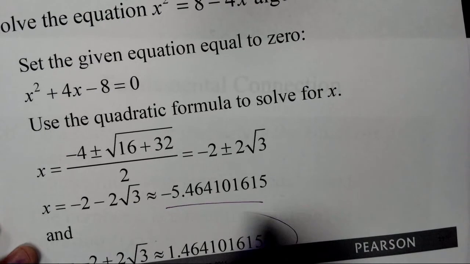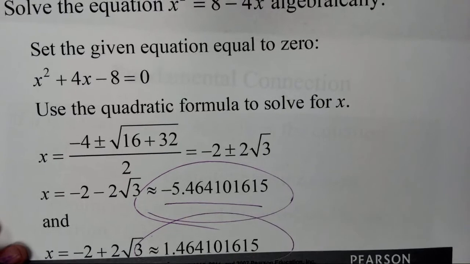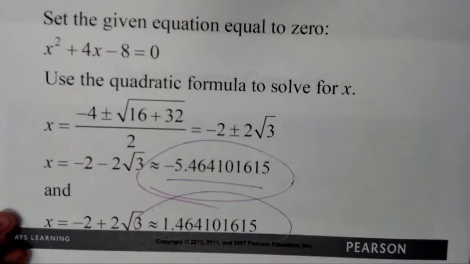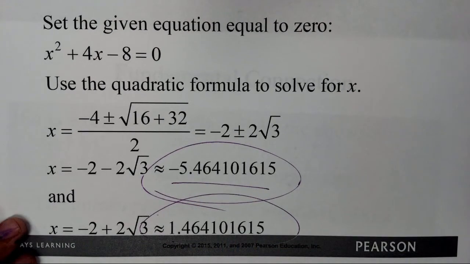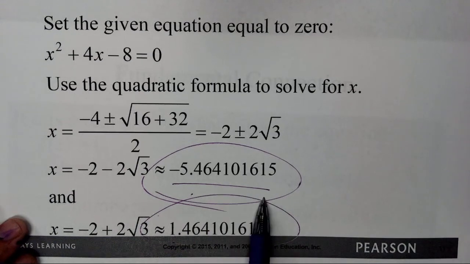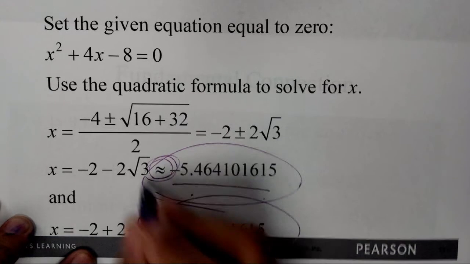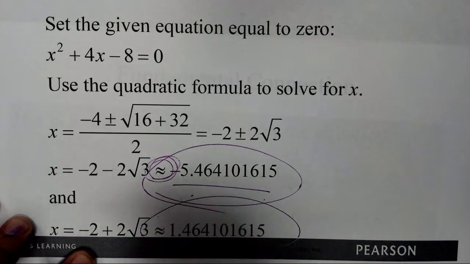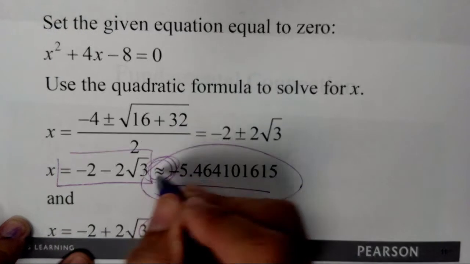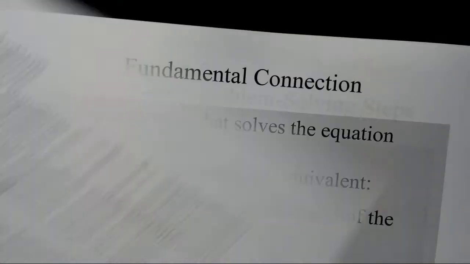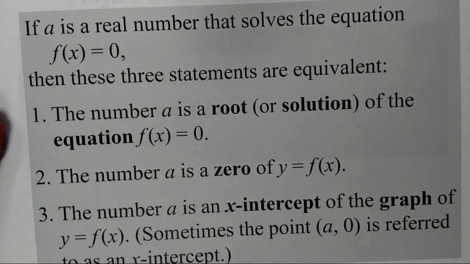There would be your answers. The reason you would never get pretty answers is because they're irrational. That means they never end and they never repeat. So all you can do is get, what does this mean? About. This is actual. This is the approximate.